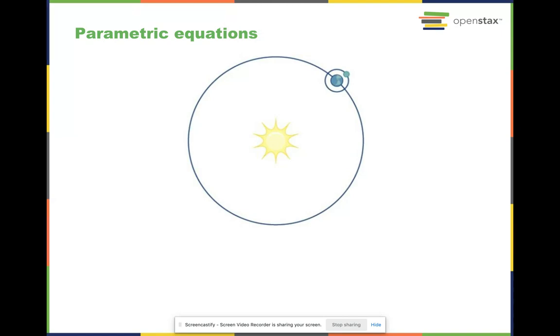Okay, we are going to talk about a really new kind of way to think about equations. We're going to talk about parametric equations, and you probably haven't seen anything like this before, and hopefully you think they're really fun.